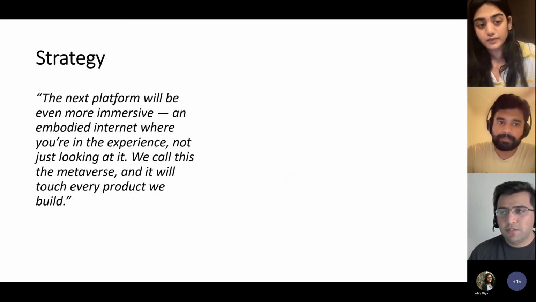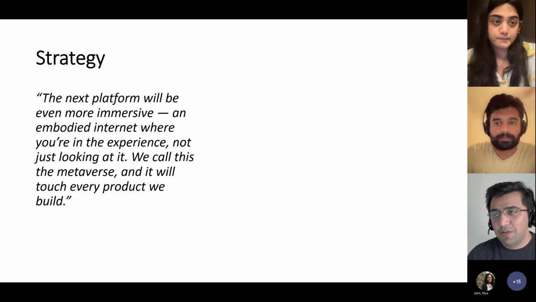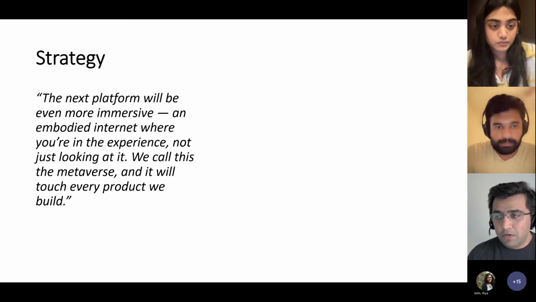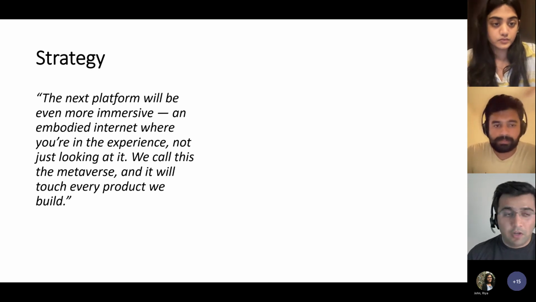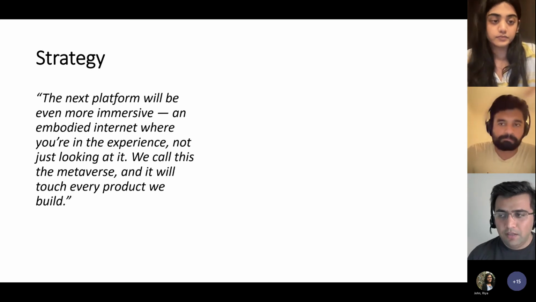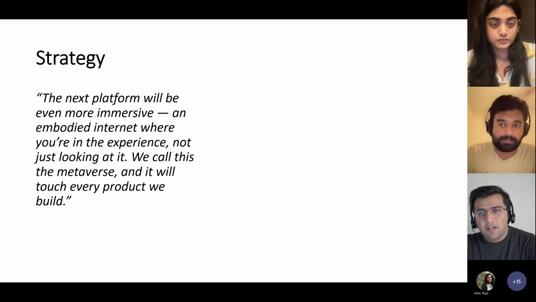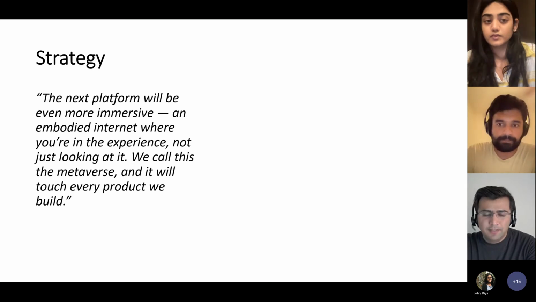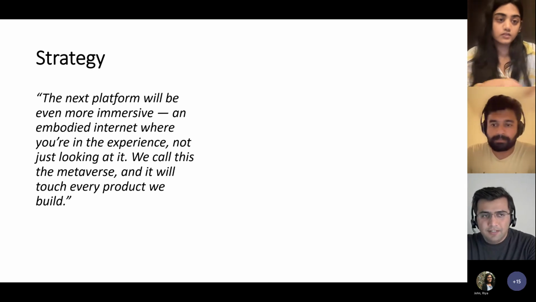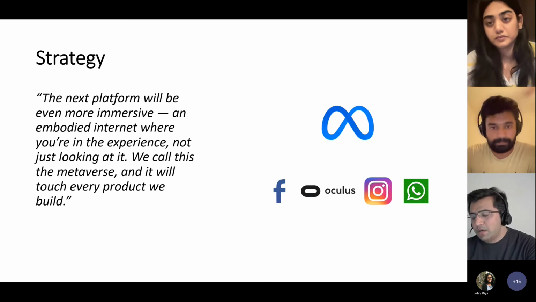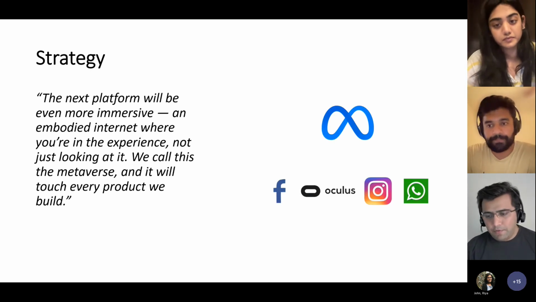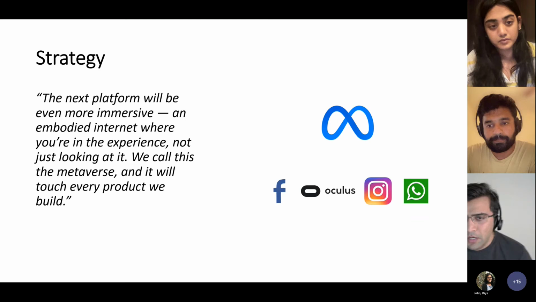Next is strategy, right? So let's talk about someone else. This person is saying the next platform will be even more immersive, an embodied internet where you are in the experience, not just looking at it. We call this metaverse, and it will be touching every product we build. Now, this is pretty recent, but if you do want to make a guess, who could this be? Meta. Yes, this is Meta. This is Zuckerberg. So this is really coming from a point of view of strategy.